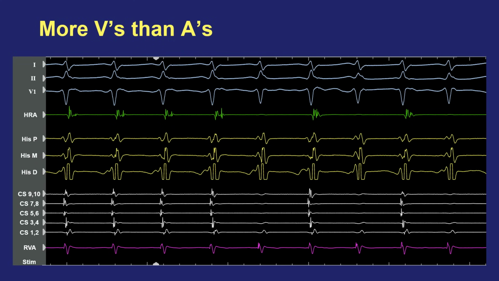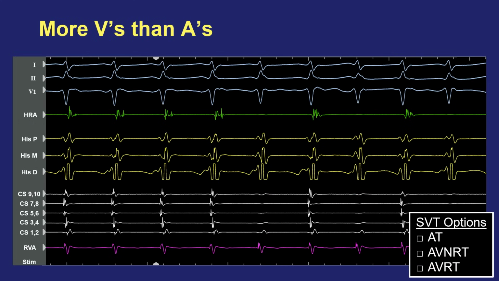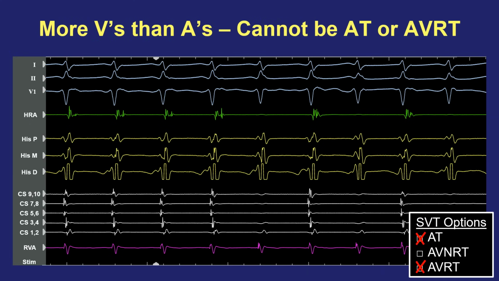What about this scenario where you have an ongoing tachycardia, but you're missing atrial events? Which of the three could this be, or which things are ruled out? Well, we discussed this in that anatomy slide. This absolutely cannot be an AT if there are absent atrial events, and it cannot be AV-RT. So the only one of these three it could be is AV node reentry.